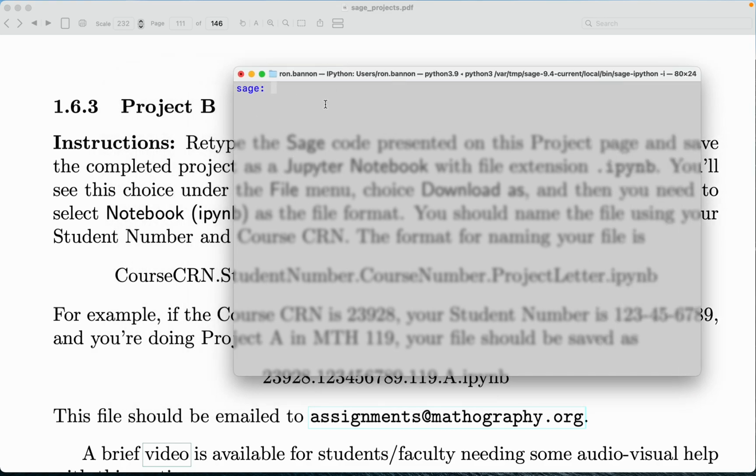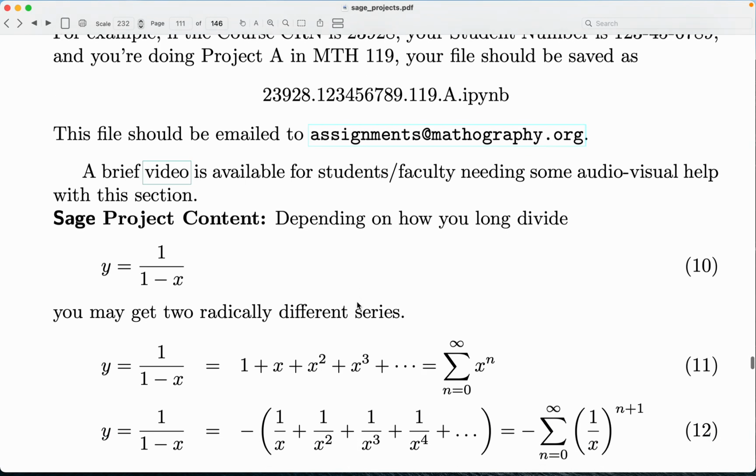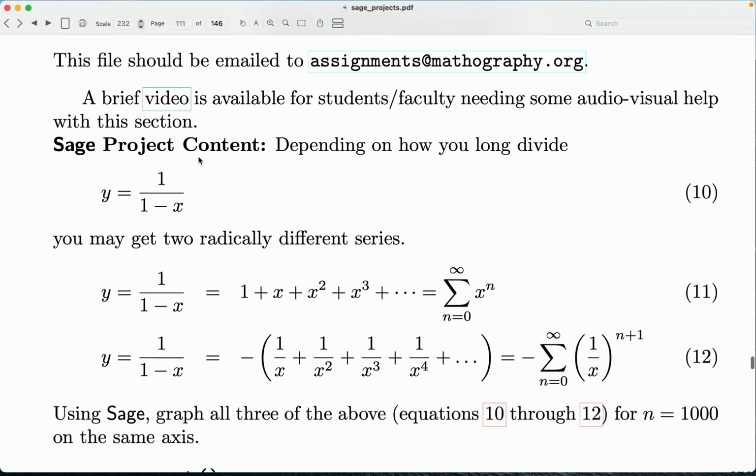So what I want to do is emphasize how you're going to be doing these projects, right? One is you're going to try to read it and understand what you're given. So this Sage project is depending on how you long divide, and I really mean that. There's really kind of two separate ways to long divide. So I think the most typical way to long divide is the first case over here, 11. You would get this power series over here.